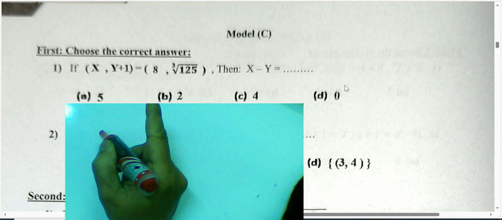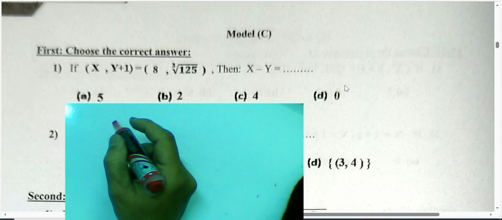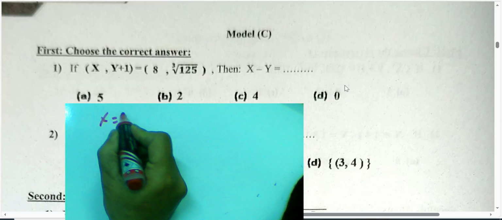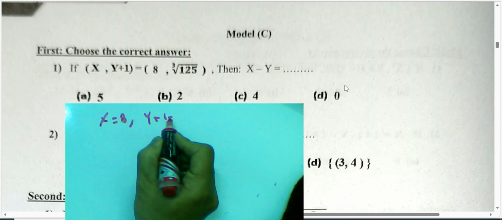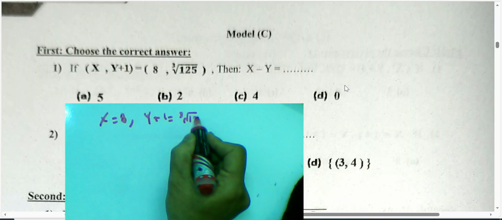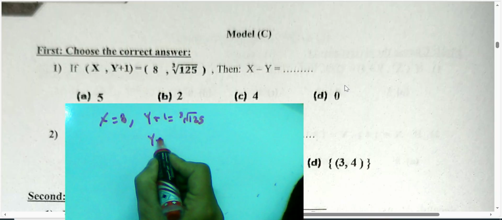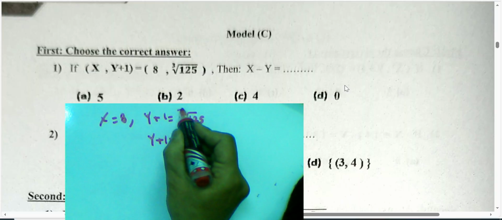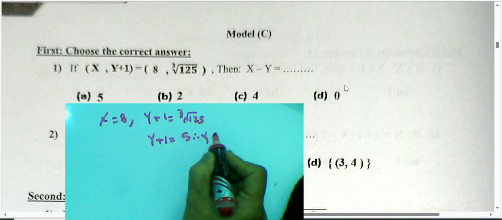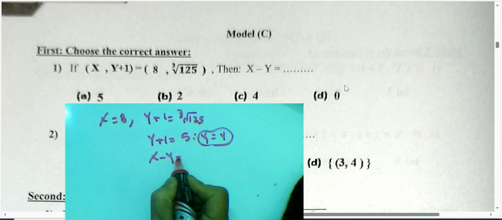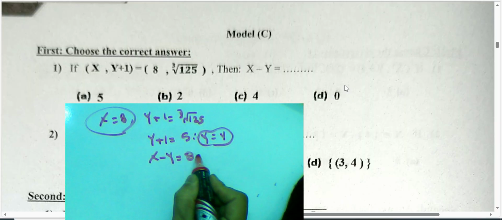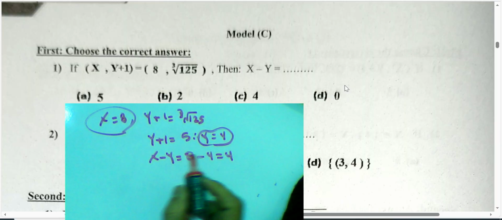Letter C, model C. If we have x and y plus 1 equal to 8 and the cubic root of 125, then the value of x here equals 8. First equals first, and second, y plus 1 equals the cubic root of 125. Then y plus 1 equals the cubic root of 125, which is 5, and the value of y will be 4. He wants to find x minus y. X was 8. 8 minus 4 equals 4.